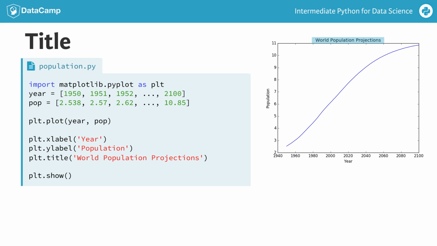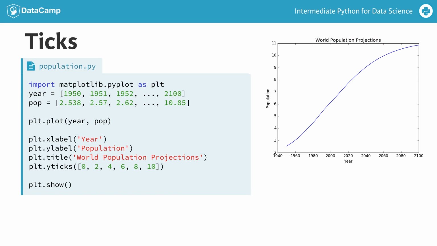To put the population growth in perspective, I want to have the y-axis start from 0. You can do this with the y-ticks function. The first input is a list, in this example with the numbers 0 up to 10, with intervals of 2. If we run this, the plot will change. The curve shifts up. Now it's clear that in 1950 there were already about 2.5 billion people on this planet.